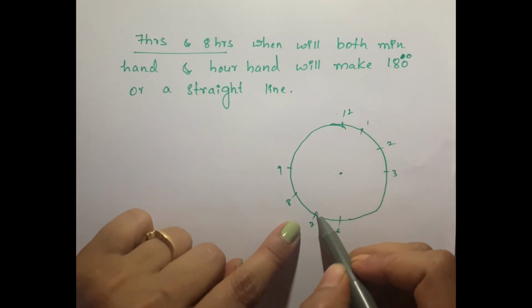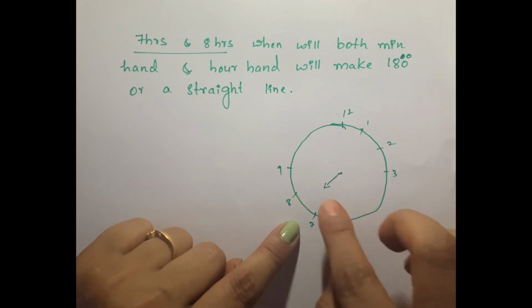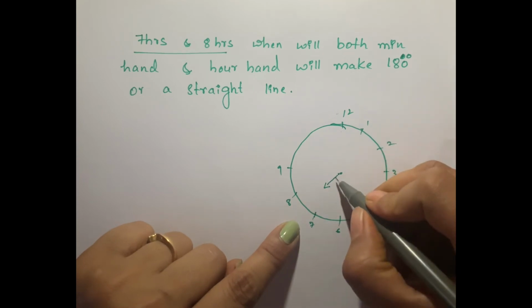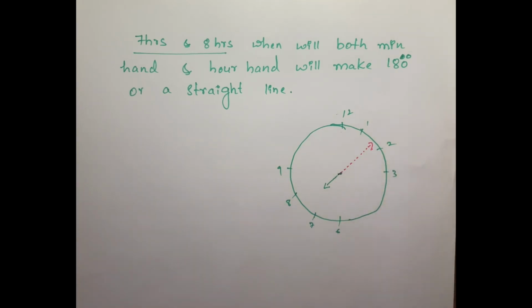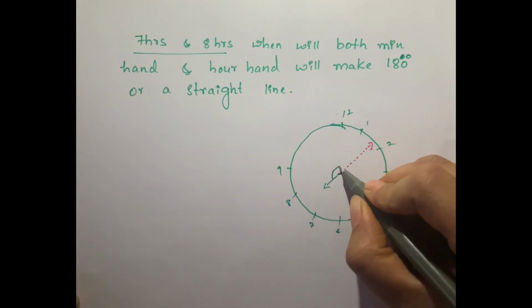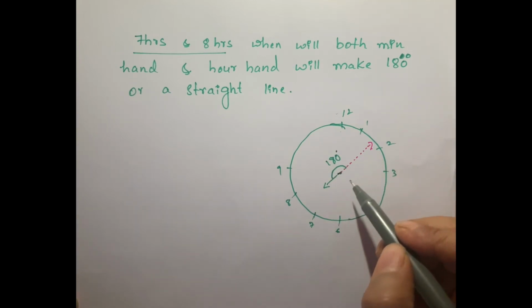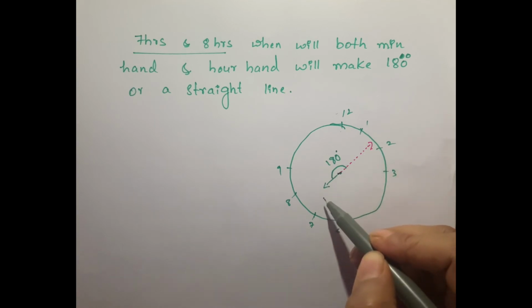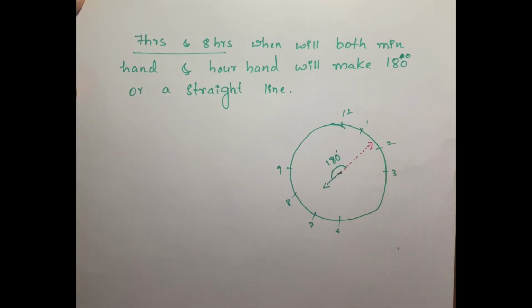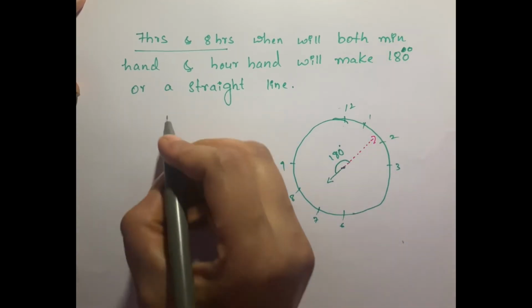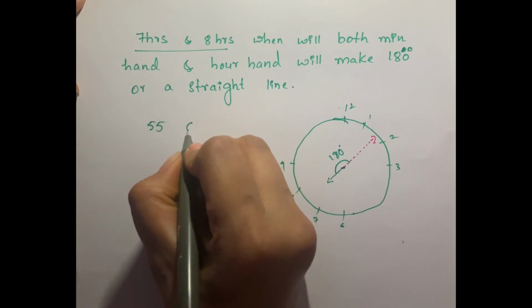So between 7 and 8 means somewhere here the hour hand should be there. So if somewhere here the hour hand is there, exactly to make this straight line, the minute hand should be here, isn't it? Only then this straight line will make 180 degree. So this is the given question. But we don't know again exactly at what time that will make the straight line. So again, as I said, same previous trick here, that is 55 spaces are gained in 60 minutes.